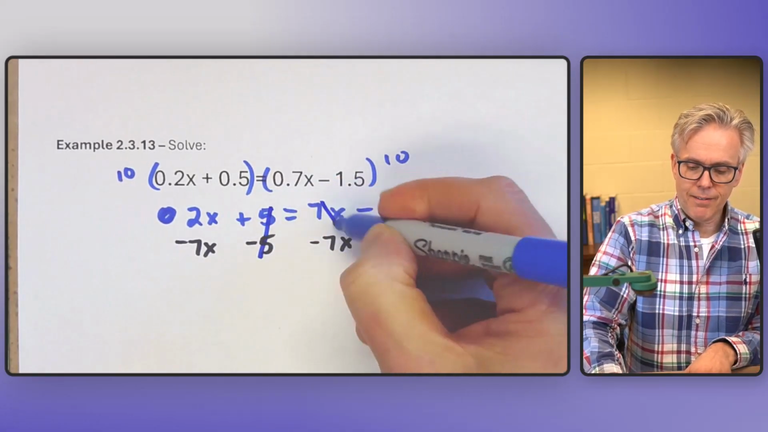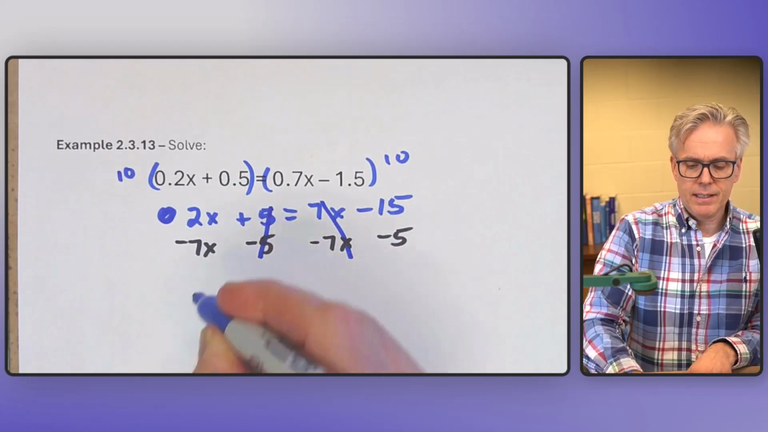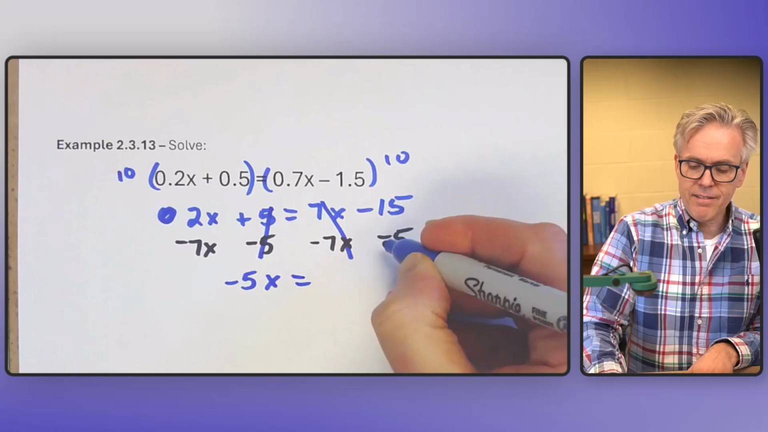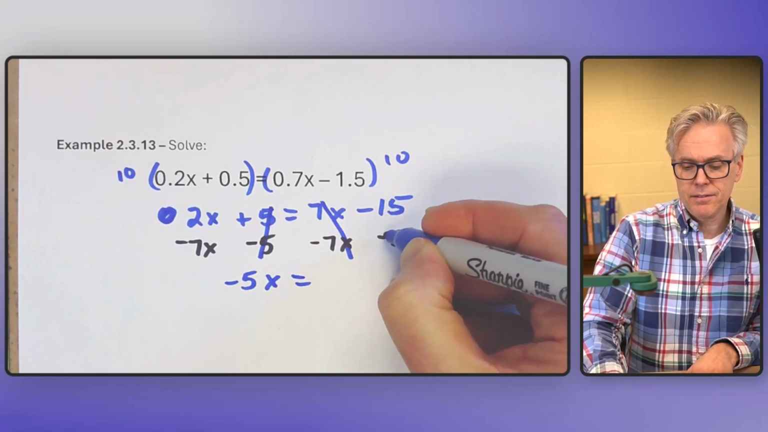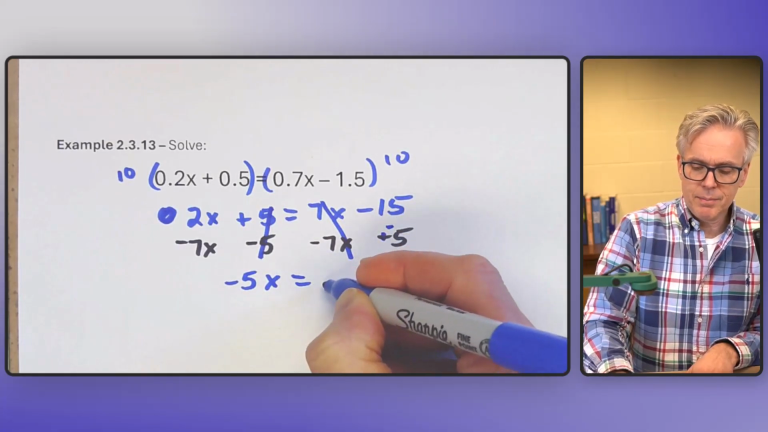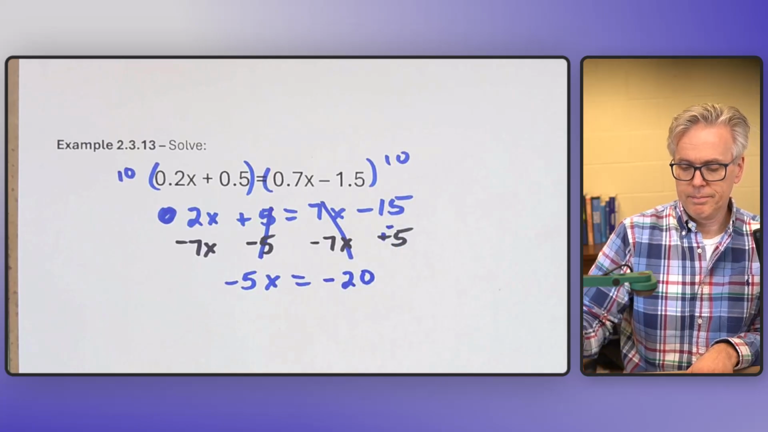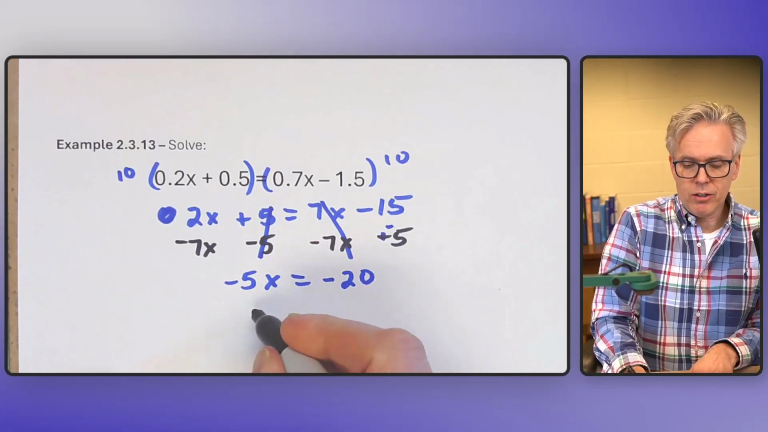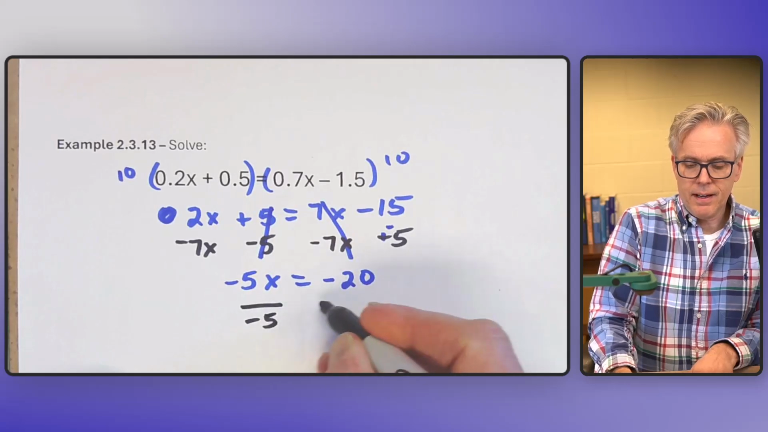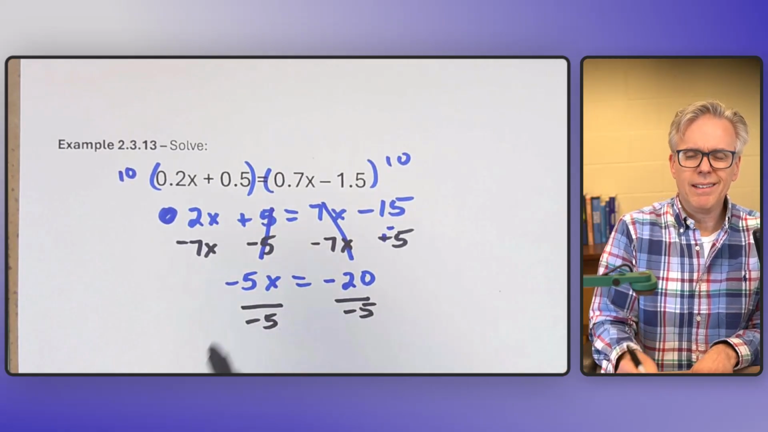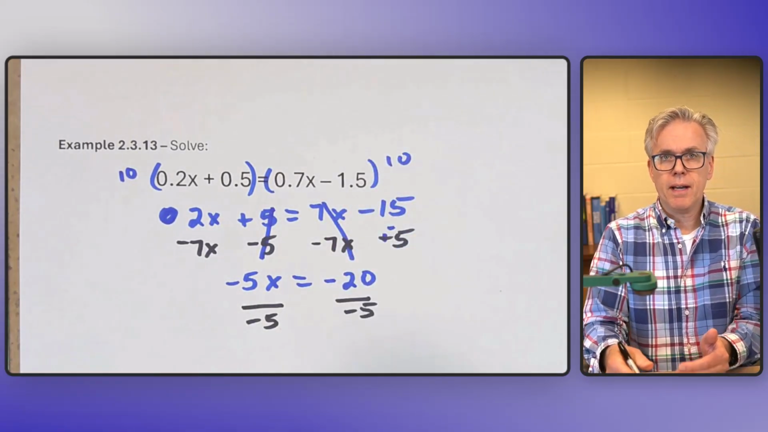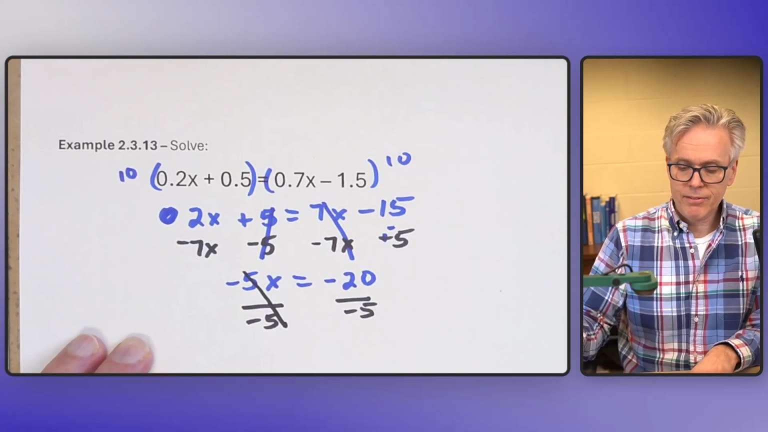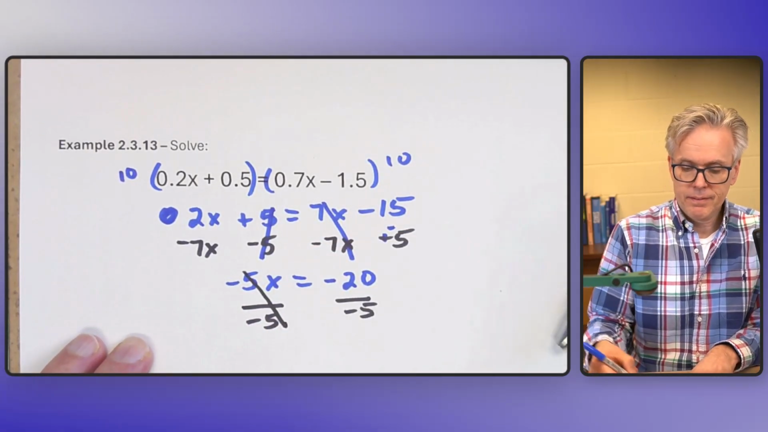These 5's cancel, 7x is canceled. 2x minus 7x is negative 5x equals negative 15 minus 5. It's plus a negative, so it's going to be negative 20. So negative 5x equals negative 20. I'll go ahead and divide both sides by negative 5. Going a little quicker through here as we've done a bunch of these already. And so negative 20 divided by negative 5 is positive 4.